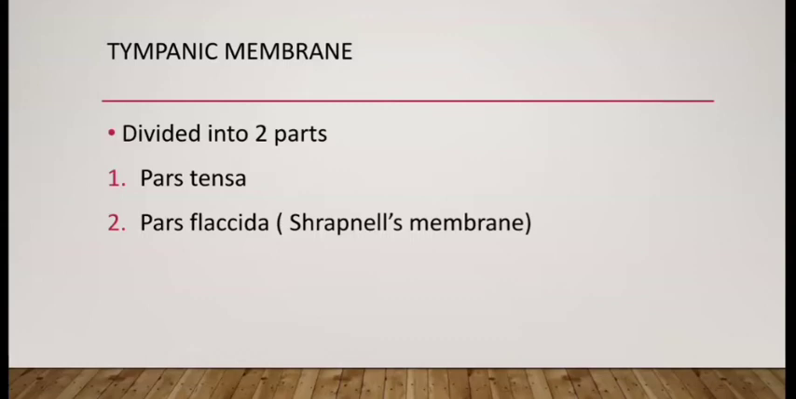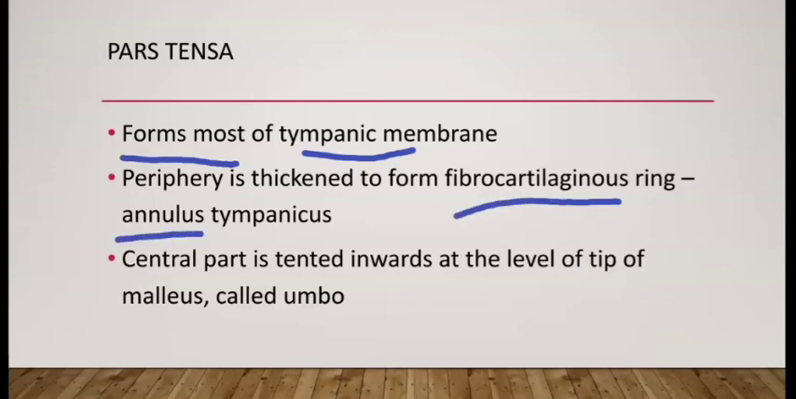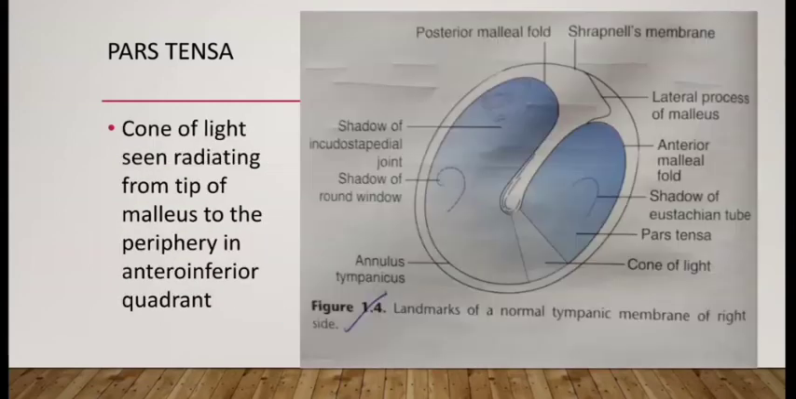The tympanic membrane is divided into two parts: pars tensa and pars flaccida. Pars tensa forms most of the tympanic membrane. The periphery of pars tensa is thickened to form a fibrocartilaginous ring known as the annulus tympanicus, and the central part of pars tensa is dented inwards at the level of the tip of the malleus, which is called the umbo. Then a cone of light can be seen radiating from the tip of the malleus to the periphery in the anteroinferior quadrant of pars tensa.